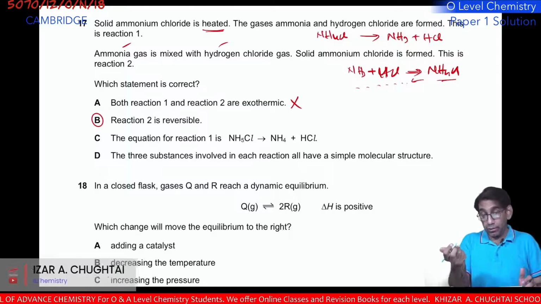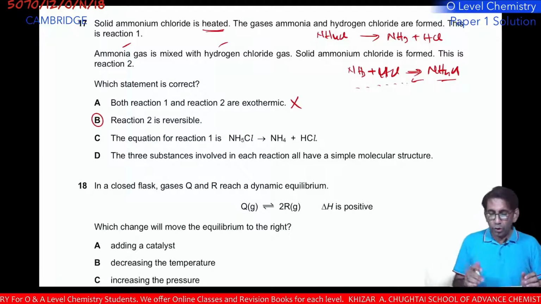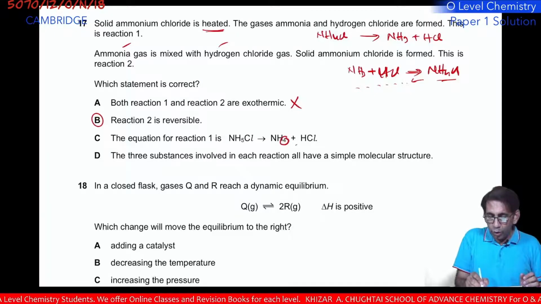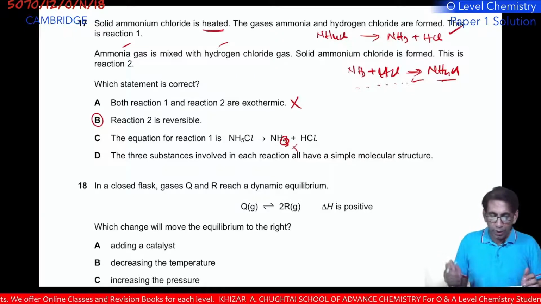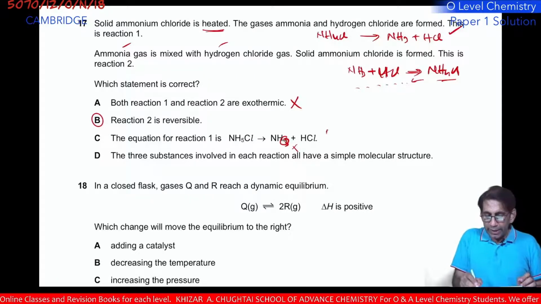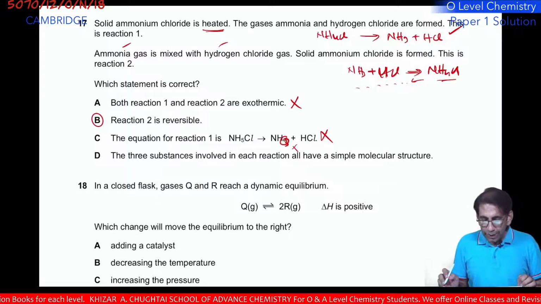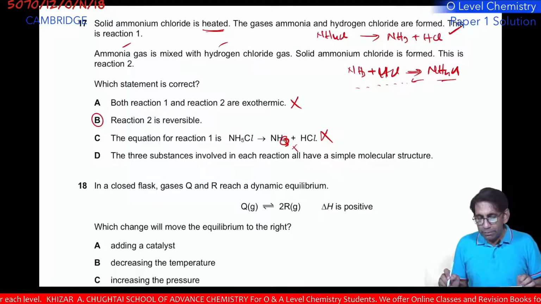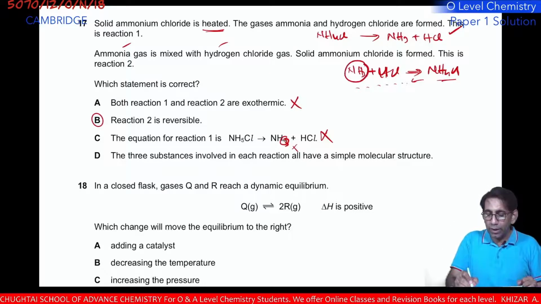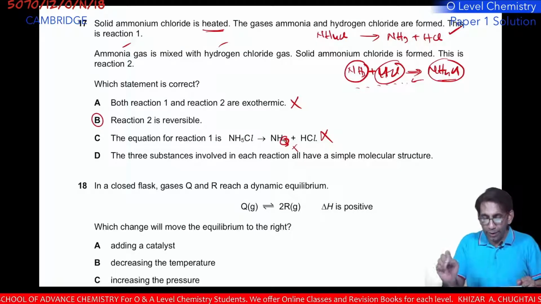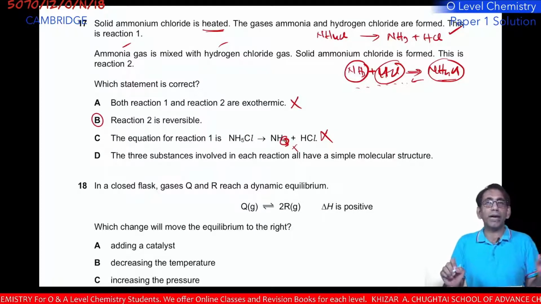However, let me check C and D as well. Equation for reaction 1, ammonium chloride goes to ammonium. I know it is not correct. There must be ammonia, as I have written over here. So this is incorrect. The three substances involved in each reaction all have simple molecular structure. Here are the three substances, ammonia, HCl and ammonium chloride, but they are not all having simple molecular structure.